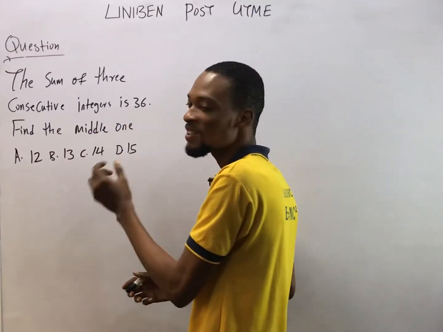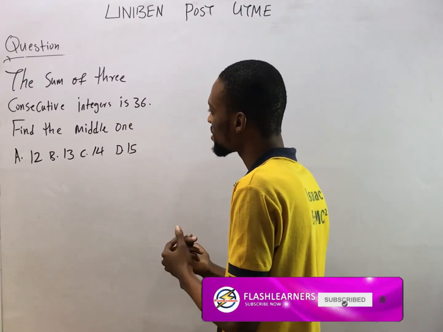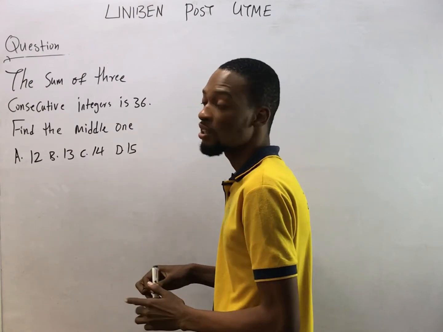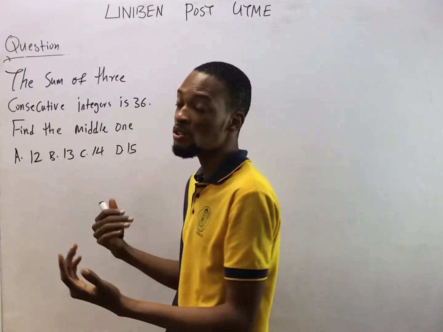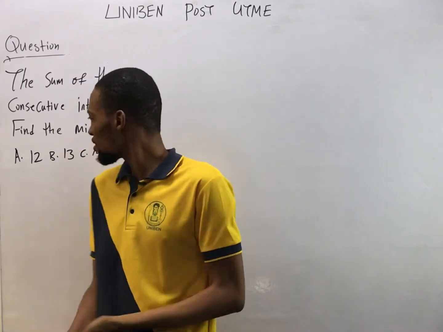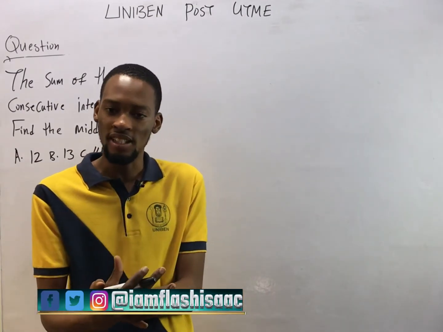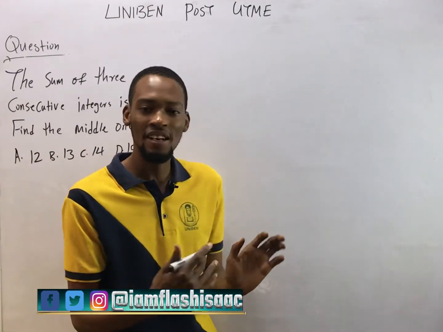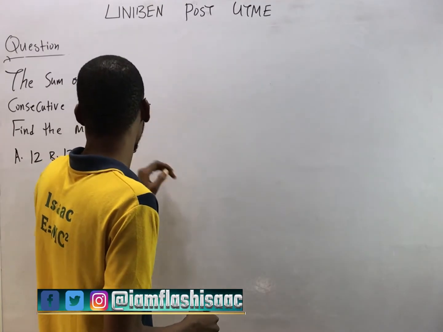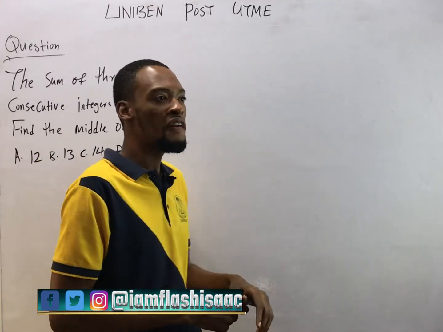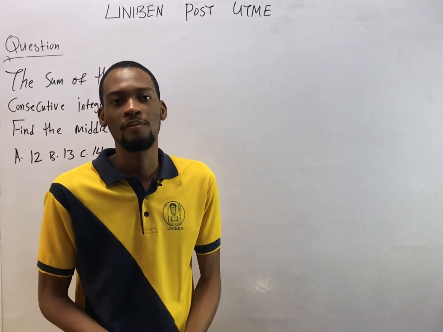That's the answer. The sum of 3 consecutive integers is 36. Find the middle one. Very short and straightforward question. It said the sum of 3 consecutive integers, or 3 consecutive numbers, is 36. Now consecutive means the numbers are following each other. So it means 3 numbers that follow each other, and once you add them together, you get 36. Now, what is the middle number? Before we look for the middle number, let's look for the numbers first and see what they would represent.